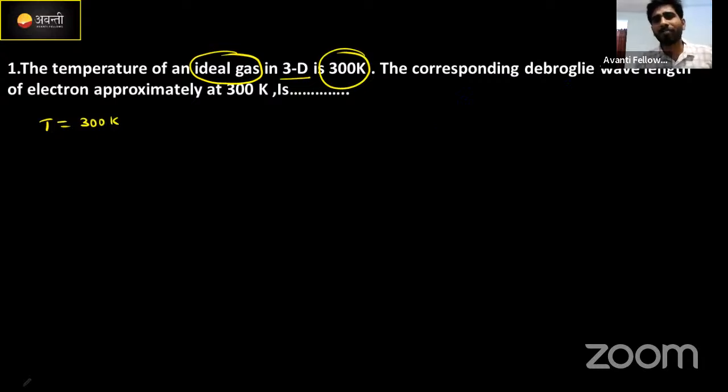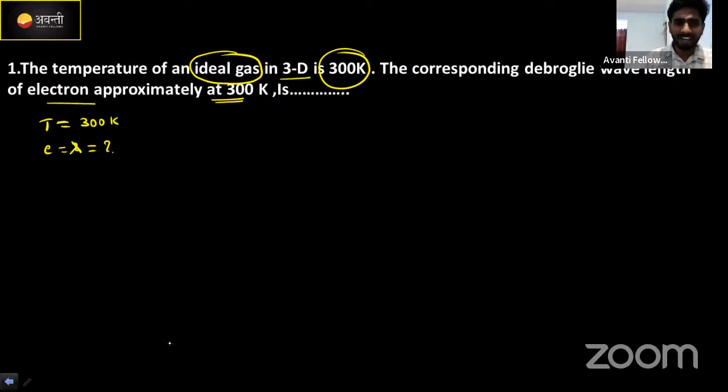Corresponding de Broglie wavelength of an electron is approximately at 300 Kelvin. Means at the same temperature, we have to find the de Broglie wavelength of the electron. The value of lambda you need to find out here. Okay, I will give you exactly 2 minutes of time. It's a simple one. If you want, I will write the formula also.